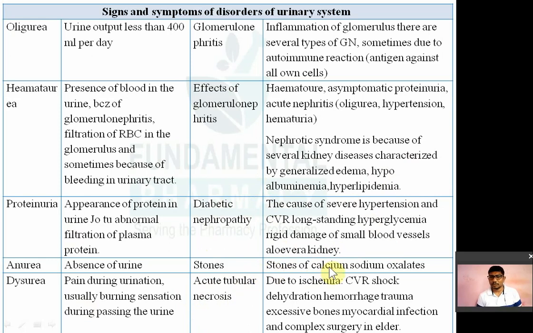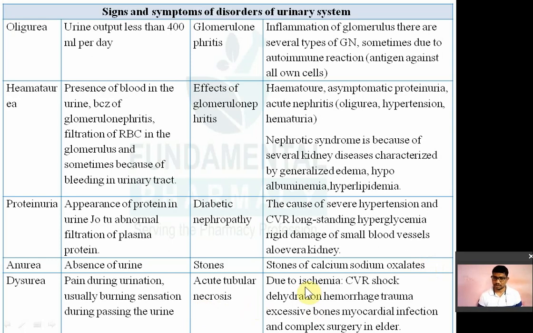Then kidney stones: what are they? Formation of crystals of calcium oxalate in the kidney. What is the role of the kidney? To remove the excess acid formed in the body. That acid sometimes combines with ions like calcium and sodium to form calcium oxalate crystals. That crystal gets deposited in the urinary system, like the kidney, ureter or bladder, and is known as stones.